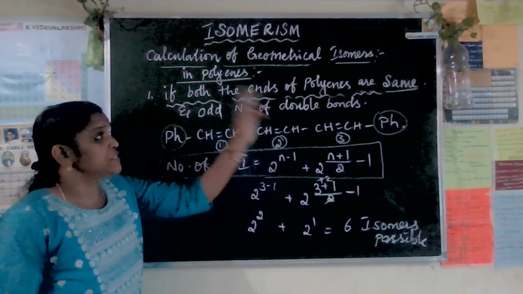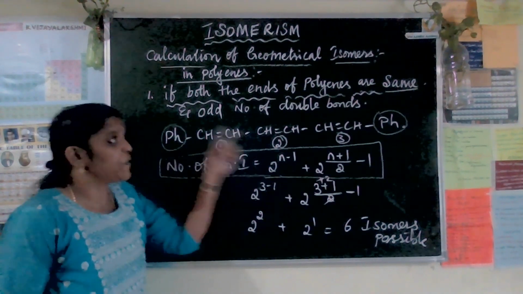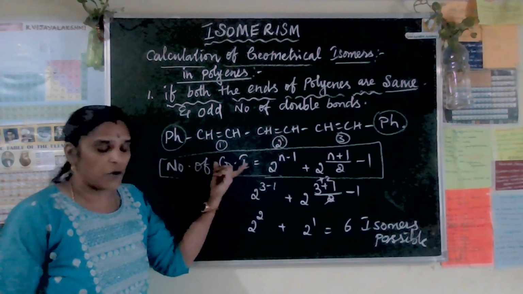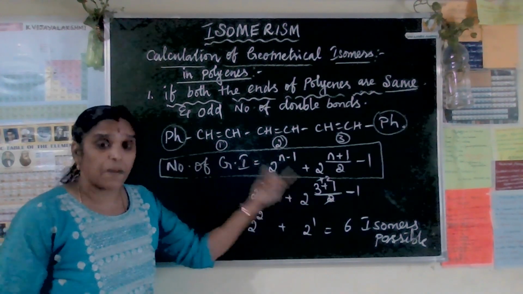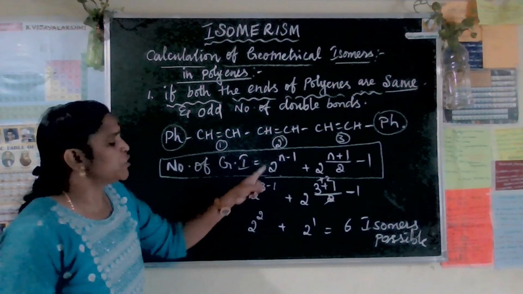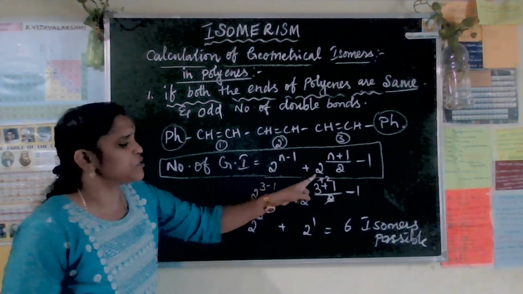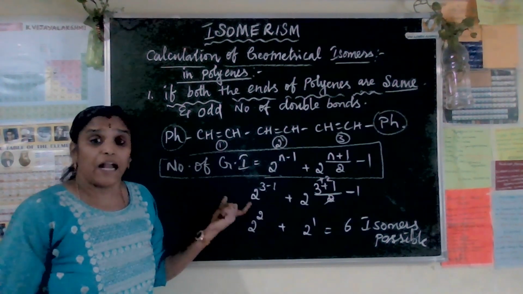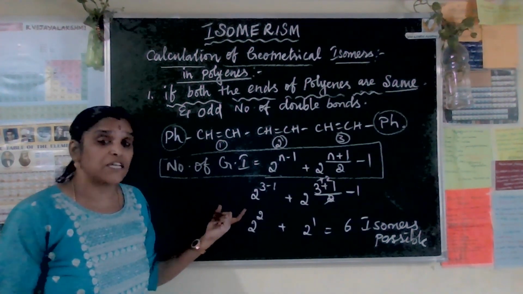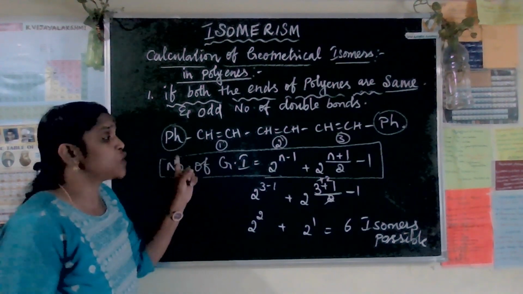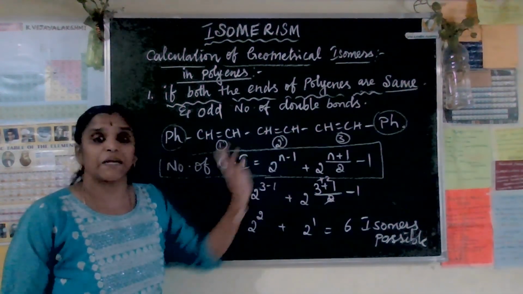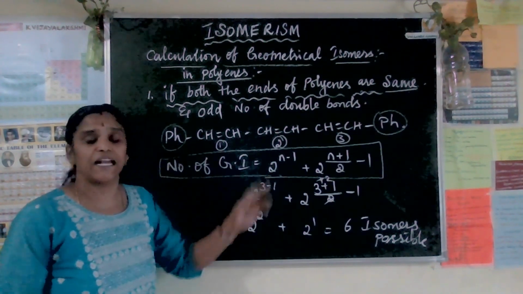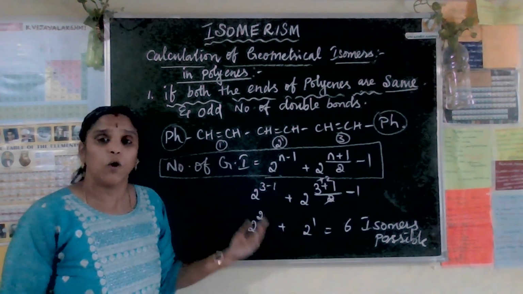Suppose both the ends are same. If odd number of double bonds are available in that compound, you have to use this formula. Which formula? 2 to the power of n minus 1 plus 2 to the power of (n plus 1)/2 minus 1. Okay, now for what purpose are we using this? To identify the number of geometrical isomers for the respective compound. For that purpose we are using it. Hope you're clear with these ideas. 3 cases we have gone through. Hope you're clear.